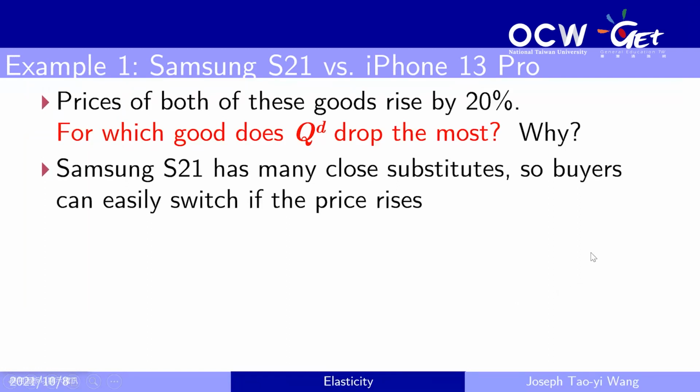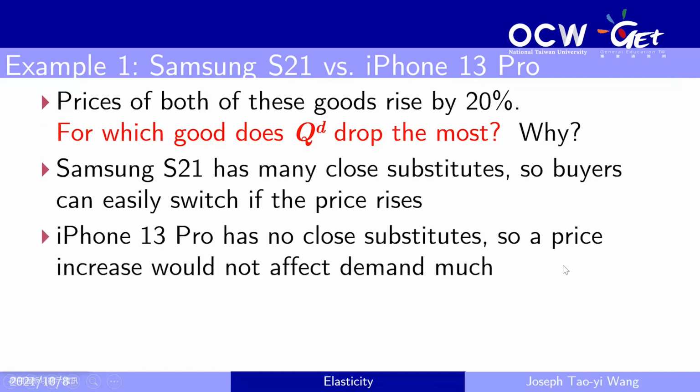Well, it's a leading Android smartphone, but you can find other substitutes on the market that are also leading Android smartphones by other companies, by Sony, by Xiaomi, or by others. There are different varieties. So if the Samsung S21 is expensive, well, you can switch to something else.